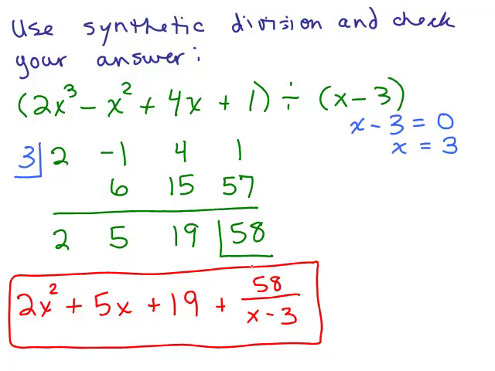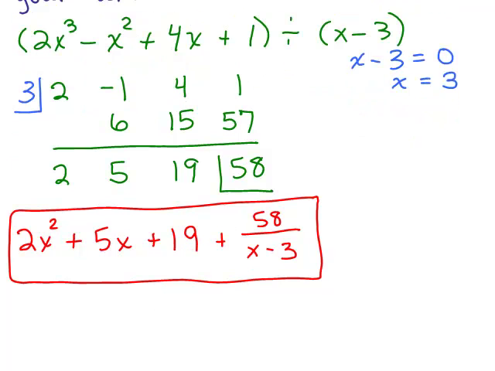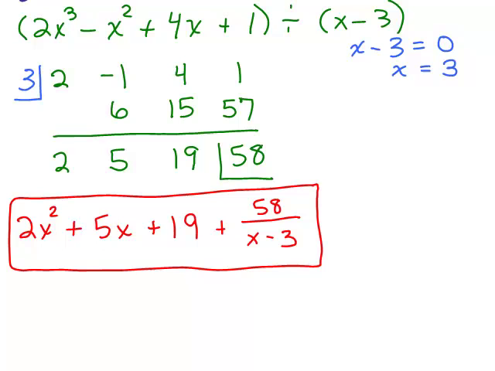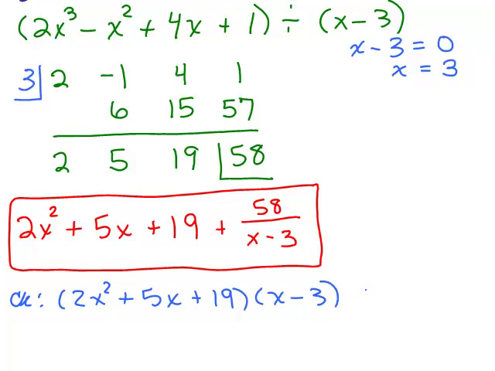Okay. All right, now we want to check our answer. This takes a little doing. We've got to multiply x minus 3 times this whole quotient, 2x squared plus 5x plus 19, and then we're going to add 58. So to check our answer is a little bit more work because we can't use FOIL. We have to have 2x squared plus 5x plus 19 times x minus 3, and then after we do that, we're going to add 58.